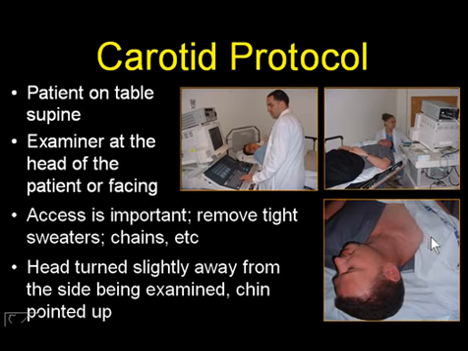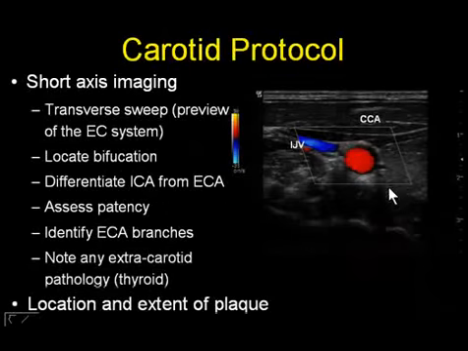We always start the examination by evaluating the right side first. So we'll turn the head slightly away from the right toward the patient's left, and we like to have the chin pointed up. A little bit of a technical tip here: in patients with very short necks or very high bifurcations, you can sometimes put a little pillow underneath the shoulders, and that will hyperextend the neck to give you more access to the distal internal carotid artery.